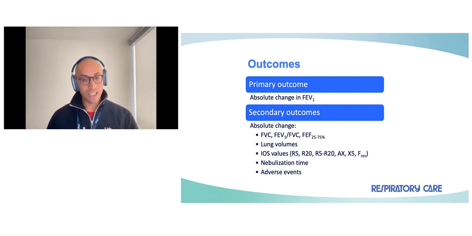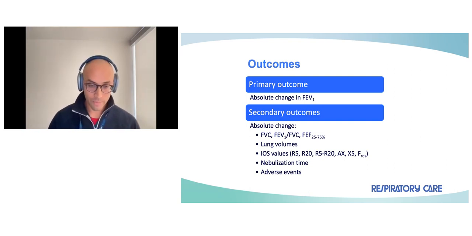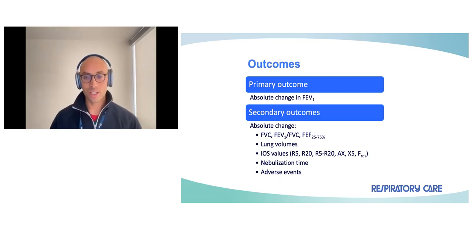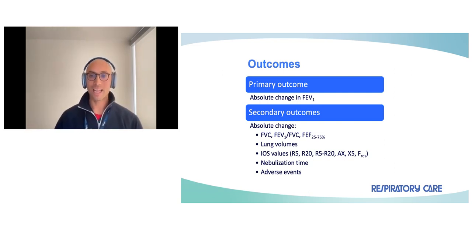Secondary outcomes include the absolute changes in these other PFT values, including the spirometry values, lung volumes, and these IOS values, which include what I had just mentioned in a previous slide: the resistance at 5 hertz, resistance at 20 hertz, the resistance between 5 and 20, AX, X5, and FRES, which I'm not entirely sure of. They were also interested in looking at nebulization time and cataloging adverse events.